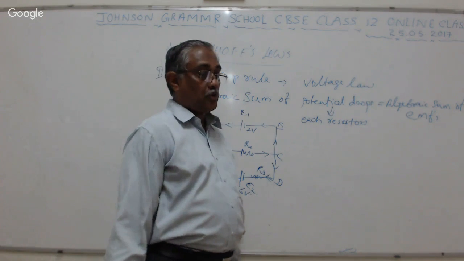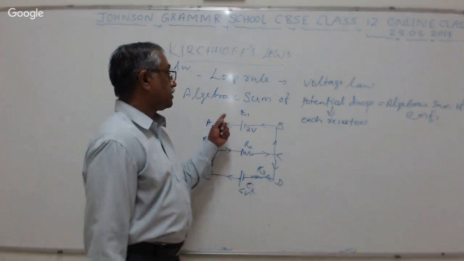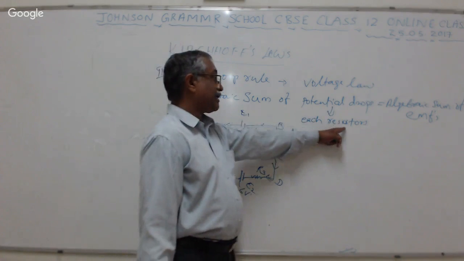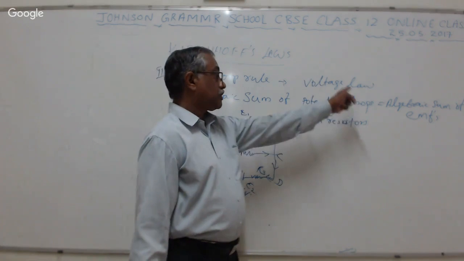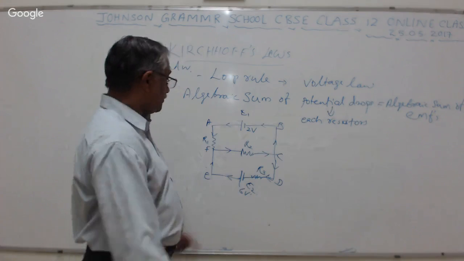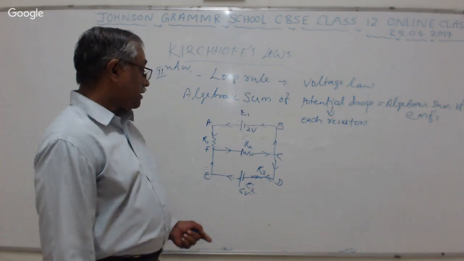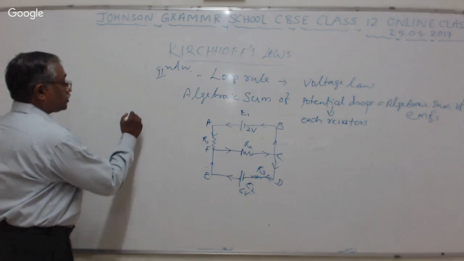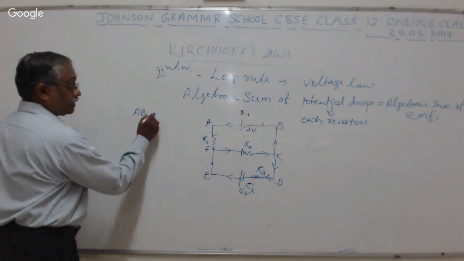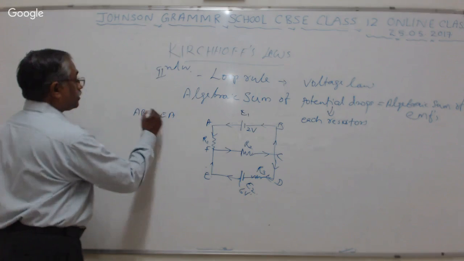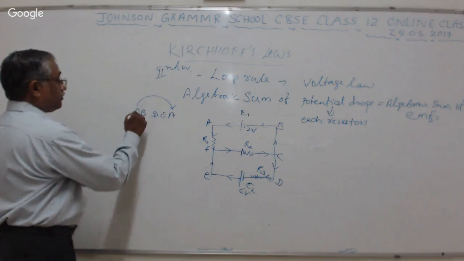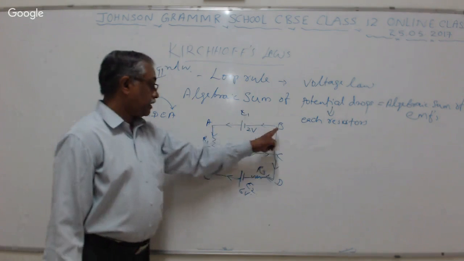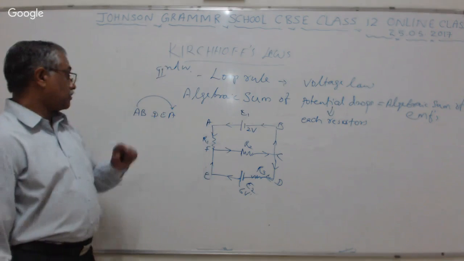The loop rule is only for a closed circuit. Remember, it is the potential drop in each resistor in a closed circuit, and the loop rule says this is equal to the algebraic sum of EMFs connected. So we have E2 EMF there. How many closed circuits can we identify? One closed circuit is A, B, D, E, A. Remember, if you start with A, you should end with A. It's a closed circuit. A, B, D, E, A is one closed circuit.